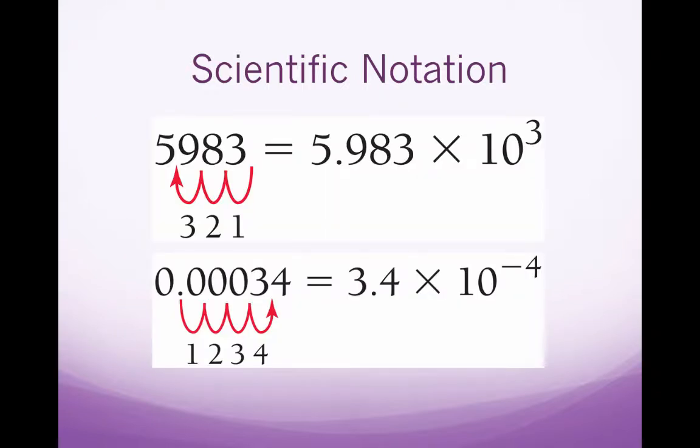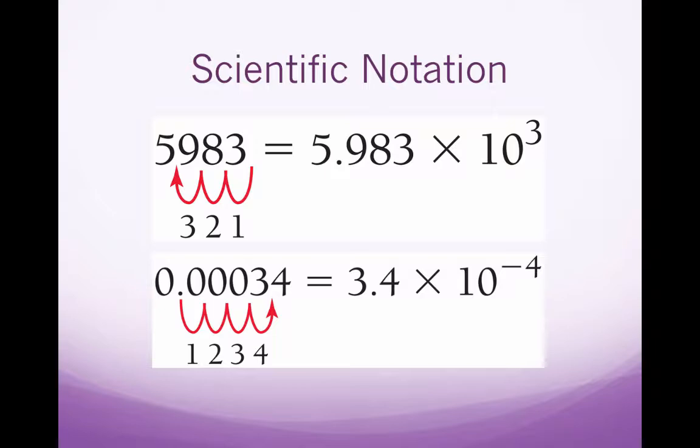So let's look at these examples. So we have 5,983. In scientific notation, that's 5.983 times 10 to the third. In order to get the 5.983, we had to move the decimal place to the left 3 times. So that's how we get the power of 10 to the third.